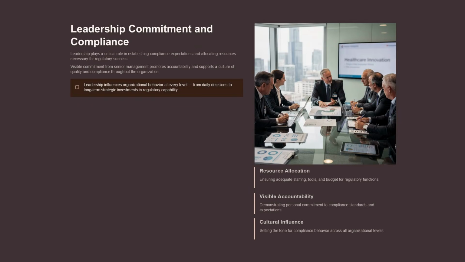Leadership plays a critical role in establishing compliance expectations and allocating resources necessary for regulatory success. Visible commitment from senior management promotes accountability and supports a culture of quality and compliance throughout the organization.